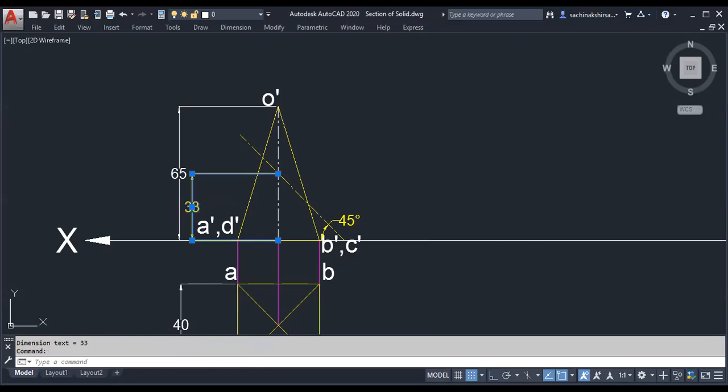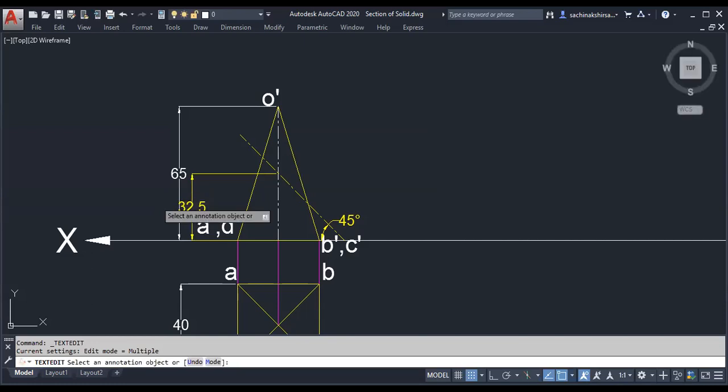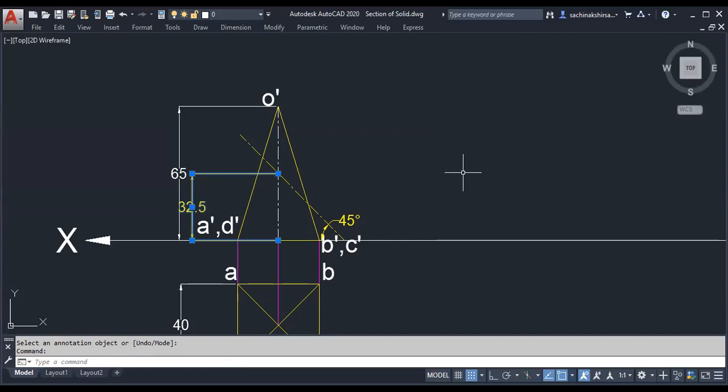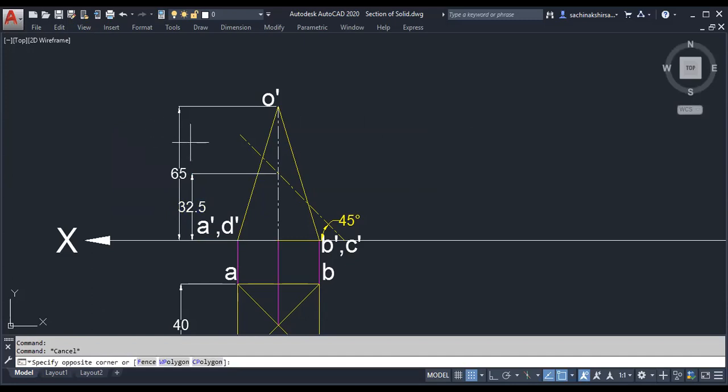From the midpoint. From the midpoint means 32. It is rounding up, that's why it is showing 33. So 32.5. Likewise, 32.5.